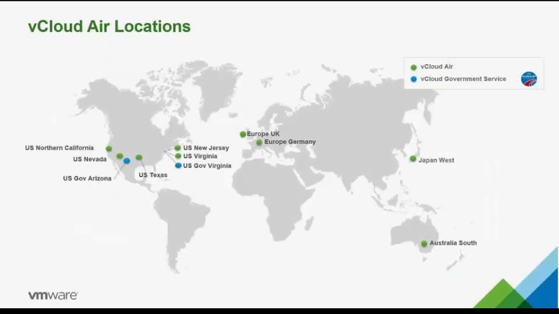Now, vCloud Air, we have many data centers, as you can see, across the world. We have several in the United States: California, Nevada, Texas, New Jersey, and Virginia. Then we also have them in the UK, Germany, Japan, and Australia. And we also have, as you see in the blue dots here, the vCloud government services. These data center locations are specifically set up to meet certain security and compliance standards that are set forth by the government. So those data centers are specifically for our government type clients.